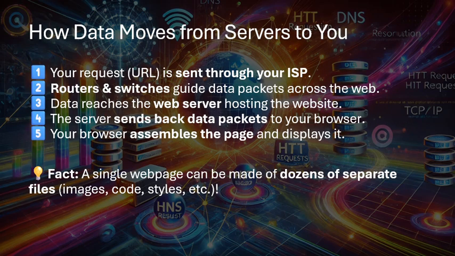How data moves from servers to us. When we type a URL and press enter, the request goes through our ISP, Internet Service Provider, whether you are connected to mobile data or Wi-Fi. Each has its own internet service provider. Then data is routed across the internet through switches and routers. The website server, when it receives our request, processes it and sends data back to us. After which our browser reassembles the data into a web page.